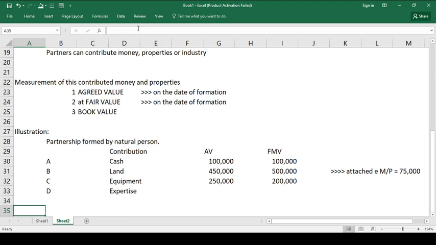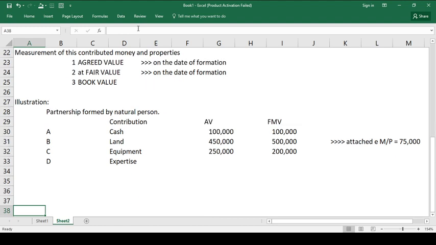Because there is a consent, there is an agreement, there is an object, and then there is a consideration of said partnership. And then the contributions are in accordance with the provision of the law, that the partners can contribute money, properties, or industry. Letter A contributed money. B and C contributed properties. While D contributed his industry.